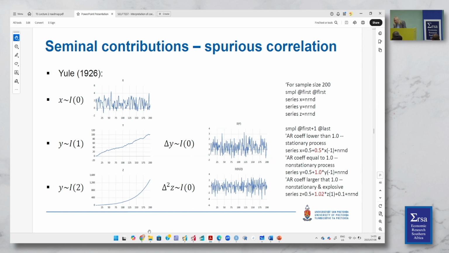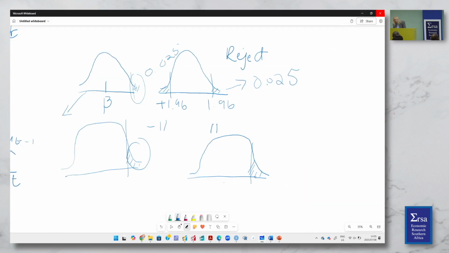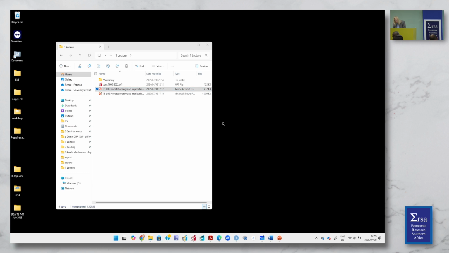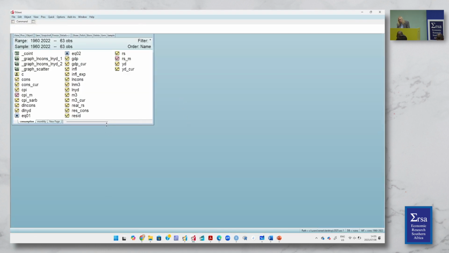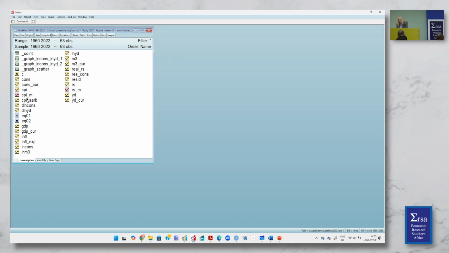Let's just stop a little bit, even if it's going ahead. If I open this consumption function. So we say if we run a regression of, if we regress the log of consumption on the log of income, just the Keynesian consumption function.